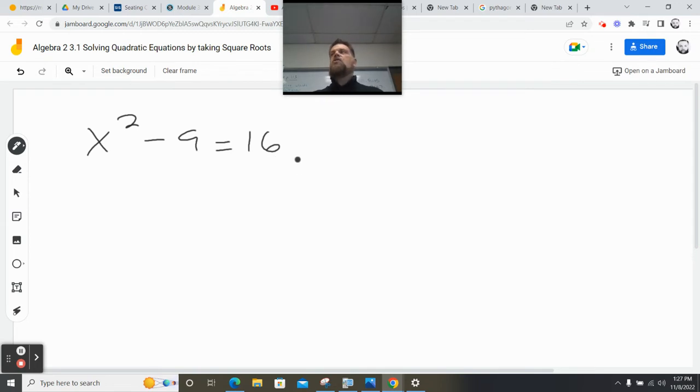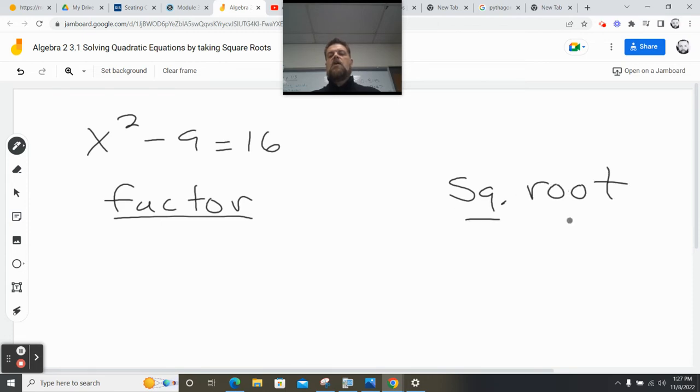So let me show you this. There's two ways to solve this. One way you can factor. It wants you to factor and graph. One way you can factor it, and the other way you take the square root. So I'm going to do the factoring first.